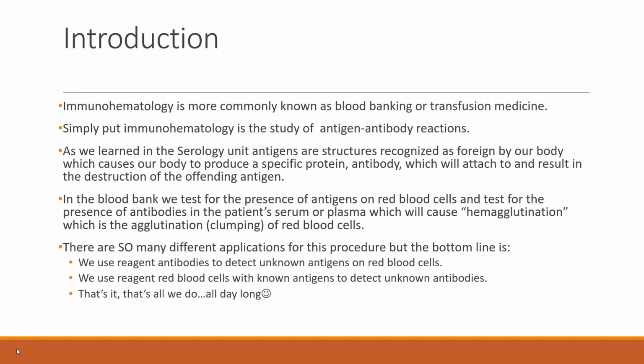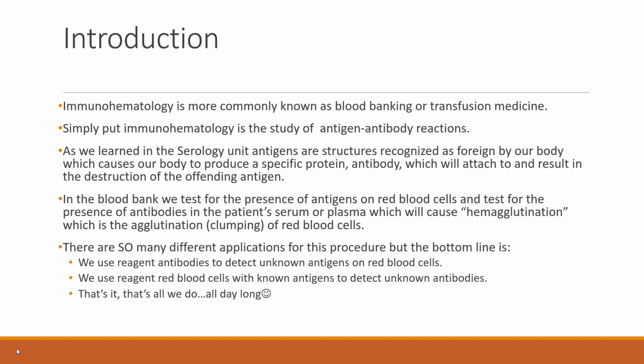There are so many different applications for this procedure, but the bottom line is we use reagent antibodies to detect unknown antigens on the red blood cells. For example, I want to know your ABO type, so I will test your cells with known anti-A and known anti-B. And based on the agglutination reactions, I will know whether or not the A and/or B antigens are present because the cells will be agglutinated. If no agglutination occurs, then those antigens are absent.